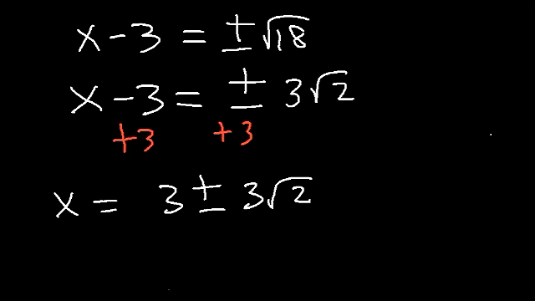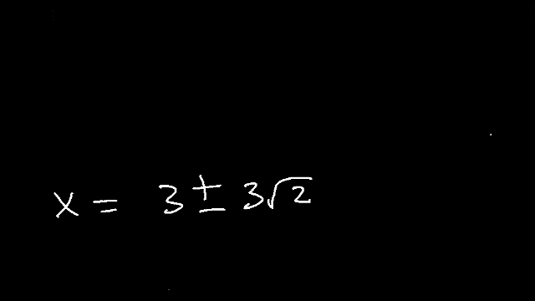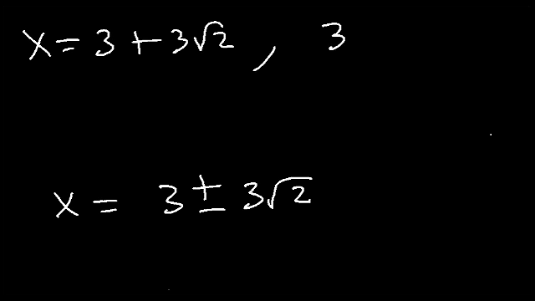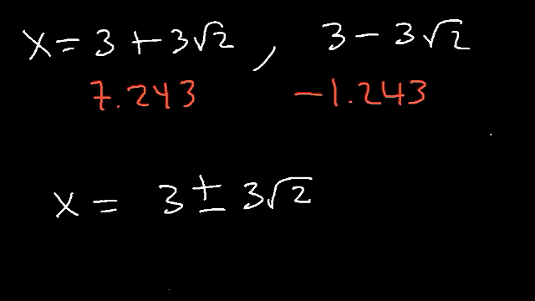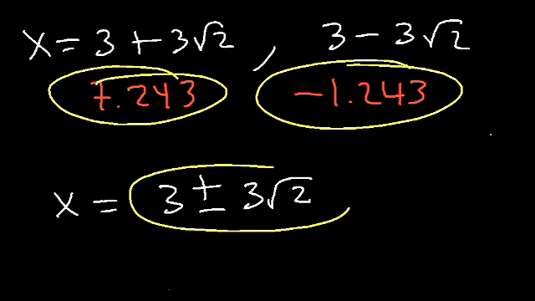Sometimes you could leave the answer like this. But let's convert the answer into a decimal. So the first answer is 3 plus 3 root 2, and the second answer is 3 minus 3 root 2. So at this point, we need a calculator. If you type in 3 plus 3 square root 2, you should get a decimal value of 7.243. 3 minus 3 root 2 is a negative number. It's negative 1.243. So these are the answers in decimal form, but this is the exact answer.